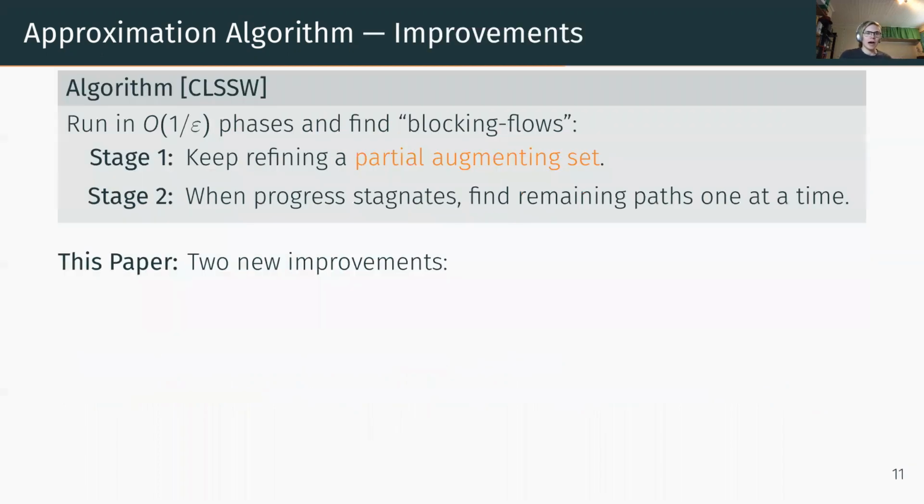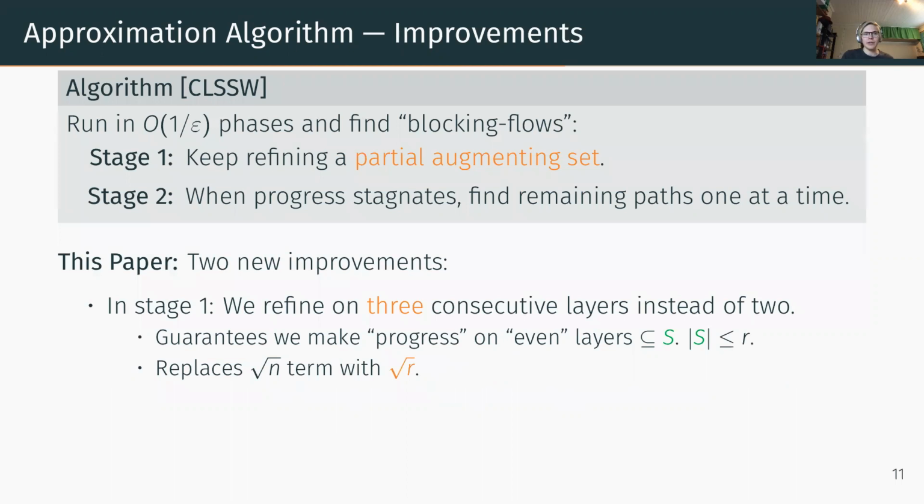And our algorithm also follows the same ideas as the CLSSW algorithm, but we give 2 new improvements on top of it. In the first stage, we refine on 3 consecutive layers instead of doing a refinement procedure on only 2 consecutive layers. This means that we can guarantee that we make a lot of progress on only the even layers of this graph. And in the even layers, we can bound the number of vertices to be at most r, the size of the answer. So in the end, this replaces a squared n term with a squared r term in the final query complexity. So this is our first improvement.